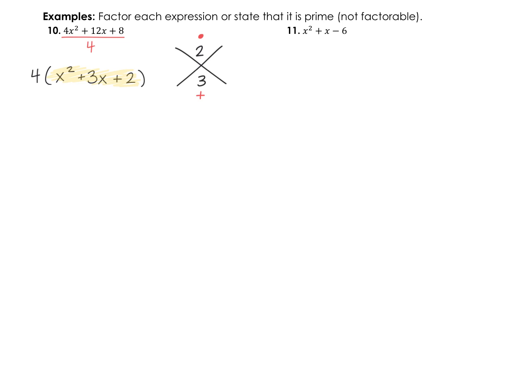Do you have it? Multiplies to 2 and adds to 3. I'm guessing you probably have it. 2 and 1. Yeah, you are allowed to do 1 in itself. So now you go right to parentheses, but of course you have to have the 4 out in front. So 4, and then the x, and the x, because our a value is 1 today. So it's going to be 4 times x plus 2, x plus 1. Pretty simple stuff.